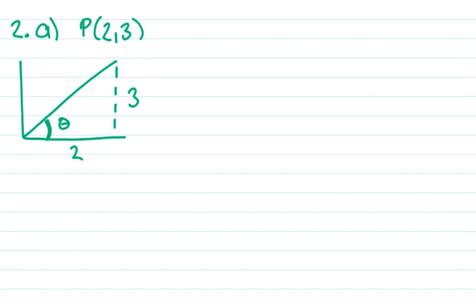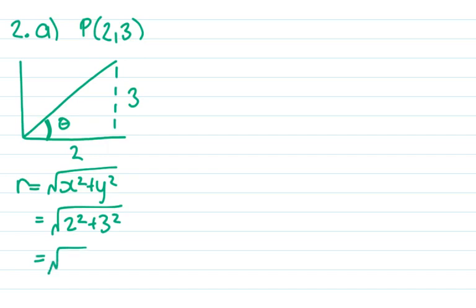So the first thing I need to do is find the hypotenuse or the radius. So I'm going to use radius equals the square root of x squared plus y squared equals the square root of 2 squared plus 3 squared equals the square root of 4 plus 9 equals the square root of 13. So this length here is the square root of 13.